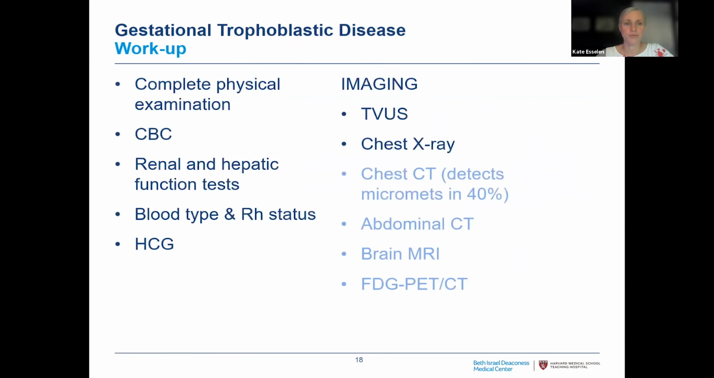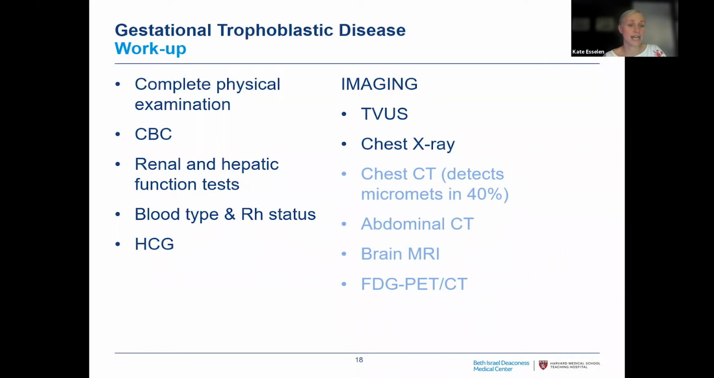So what do we do once they've met criteria? Gestational trophoblastic disease, I should say, I thought I changed the slide, should say neoplasia at this point, which is a category of disease. We are going to repeat all of our workup that we might have done before the evacuation, plus some. So you're going to repeat your physical exam. This is incredibly important, and I'll talk about why.